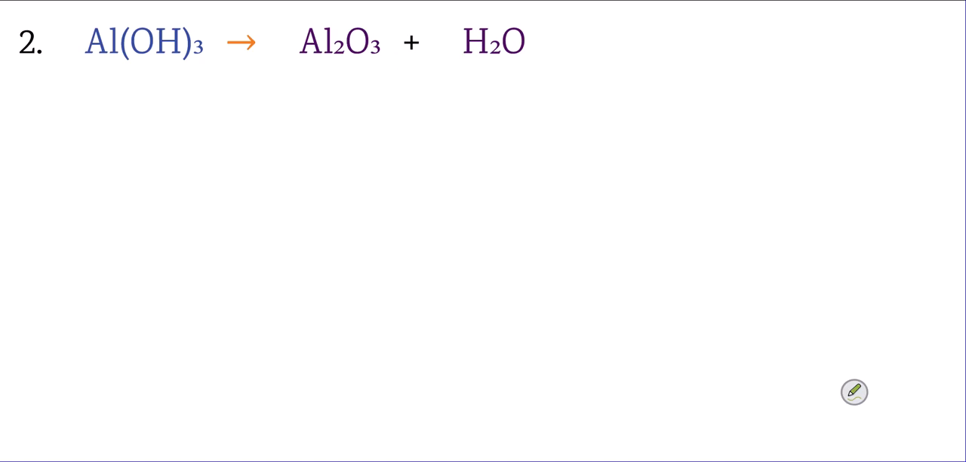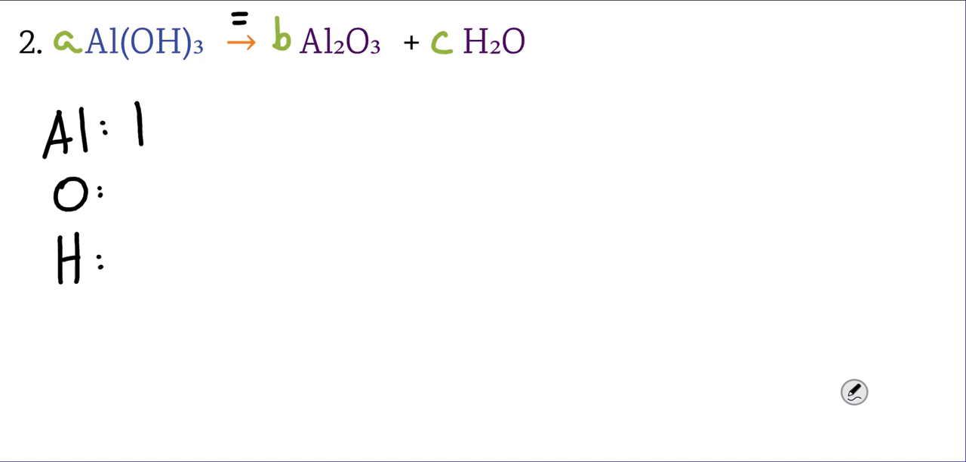We're going to balance using the algebraic method. First, start by putting down coefficients as variables a, b, and c. The reason for a, b, and c is we have 3 chemical species involved. If you have more chemical species, obviously you will use more of the alphabet for your variables.